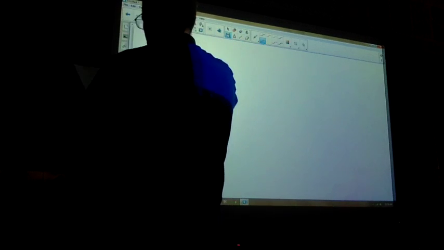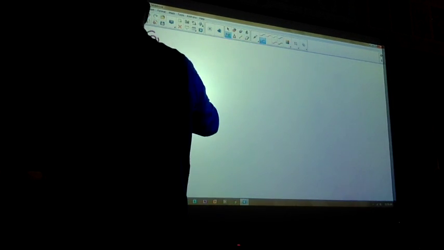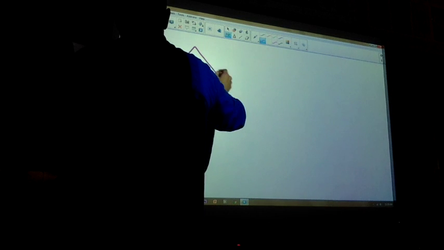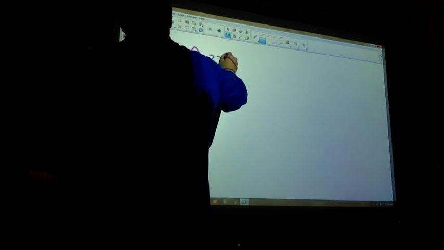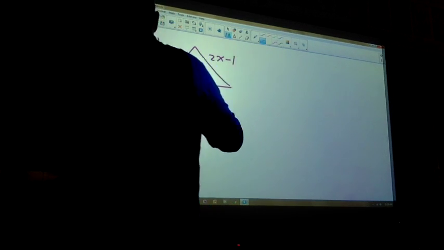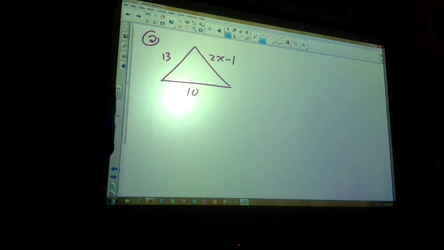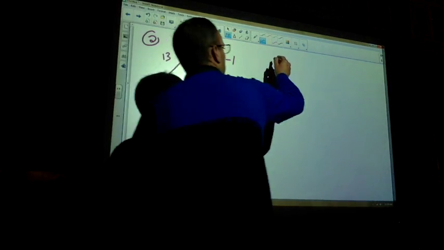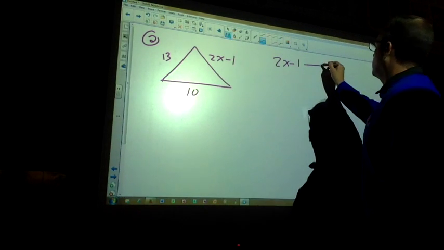Let's go to number 2A. We had worked on some of these similar before. Okay, so we want to find all the possible values of x up here. Okay? So the side that's 2x minus 1, do we know that's the longest side or the shortest side or the middle side? Do we have any information to tell us that? No. So first off, we have to assume maybe this could be the shortest side.